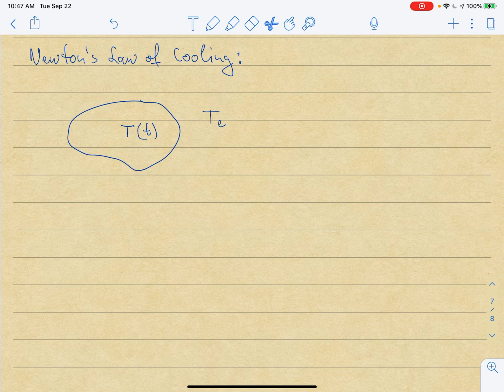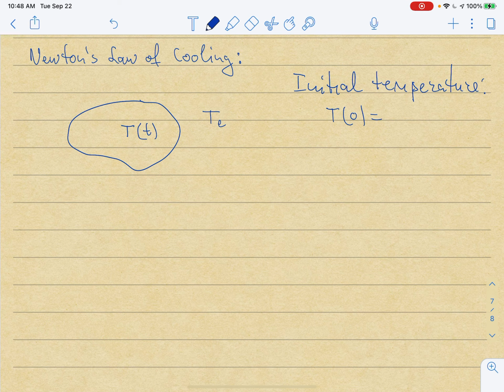Next application is so-called Newton's law of cooling. And here what we want to do is to solve the following problem. Suppose that you have an object that I sketched in here that has initial temperature T0. So let's say T initial temperature. T of 0 is equal to some known temperature T0.